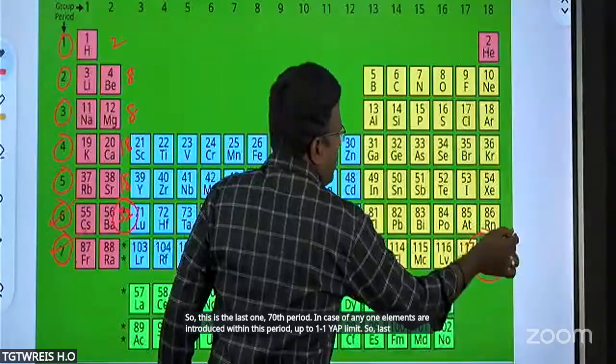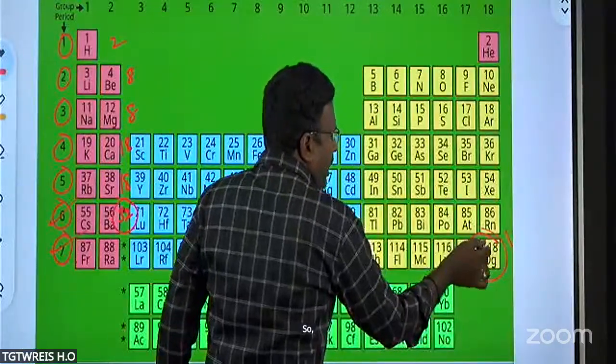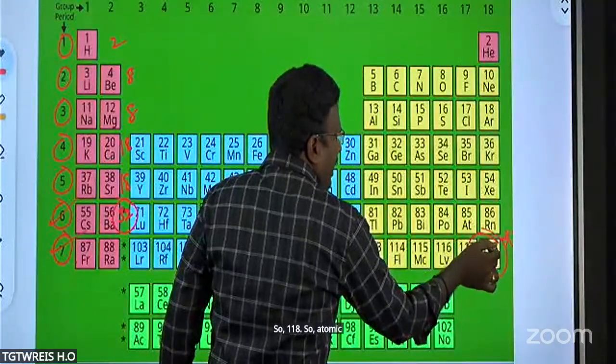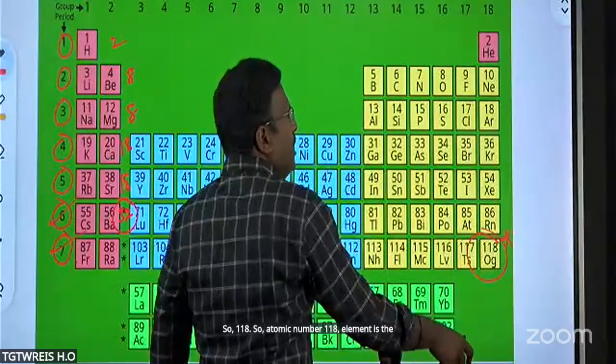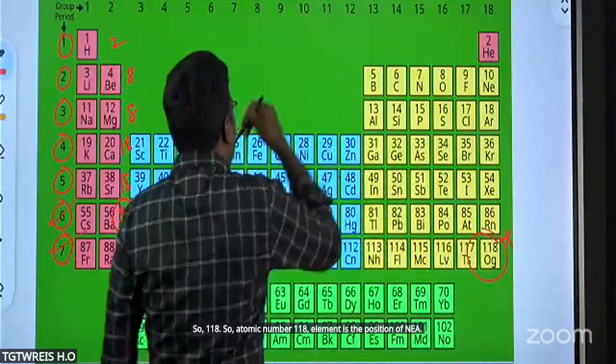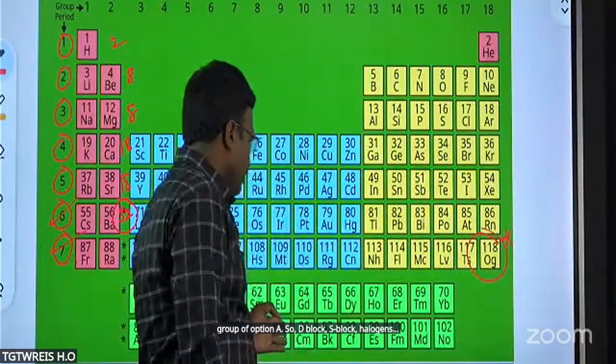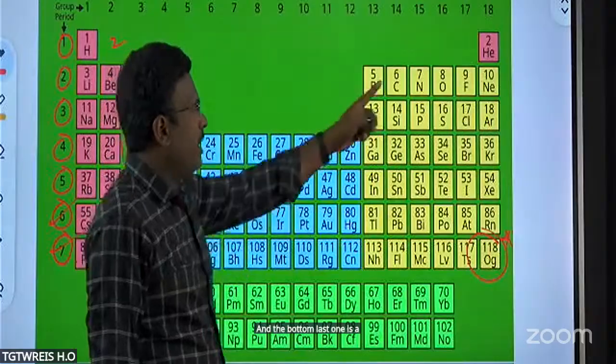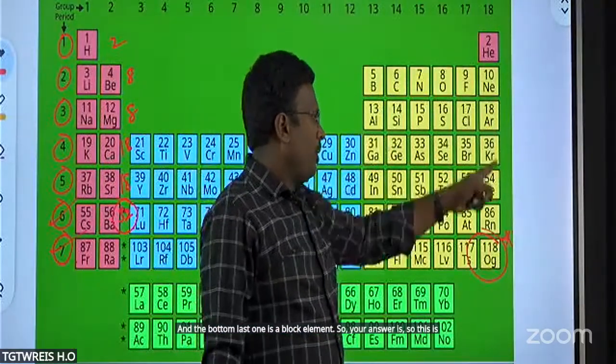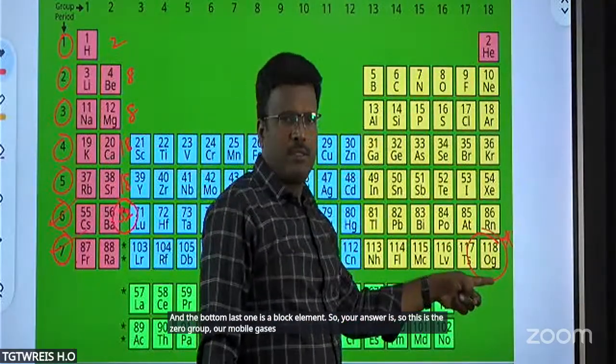Last time one question was given: the element with atomic number 118 is in which position, in a group? Option A: D block, S block, halogens, and the last one is A block element. So your answer is that this is the zero group, the noble gases or inert gases.